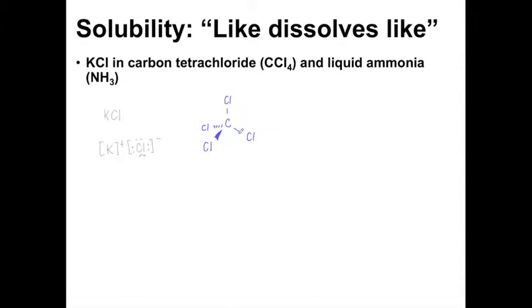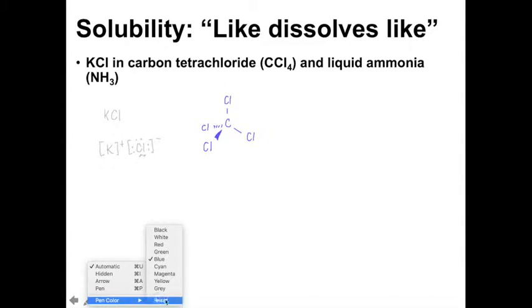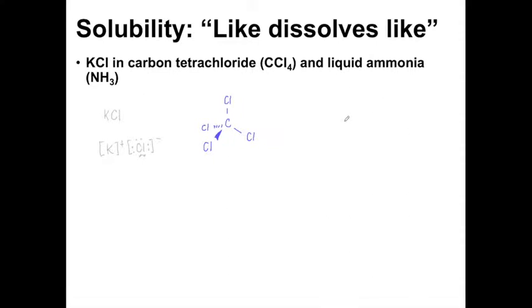So this is CCl4. And we have liquid ammonia. So liquid ammonia has a trigonal pyramidal geometry, and it has one lone pair on nitrogen.